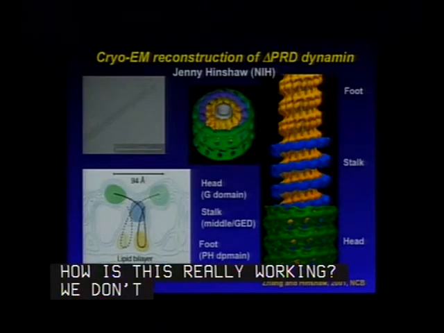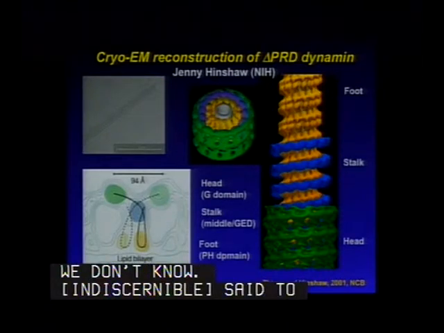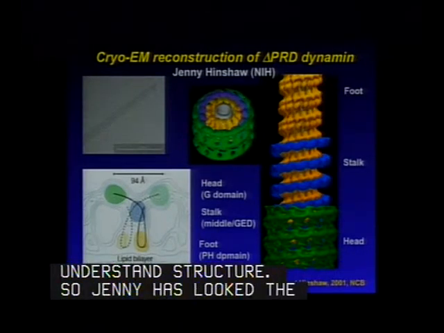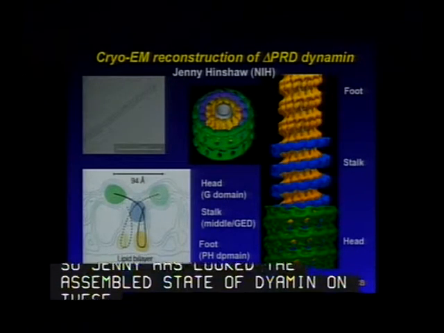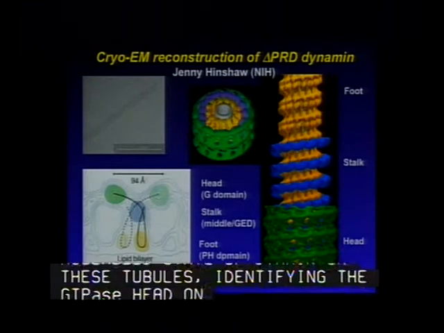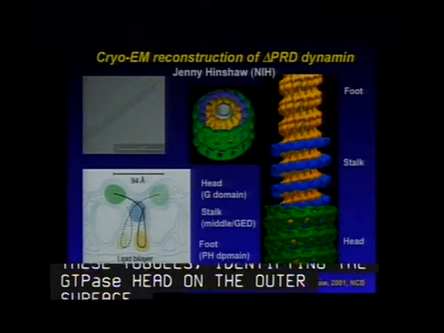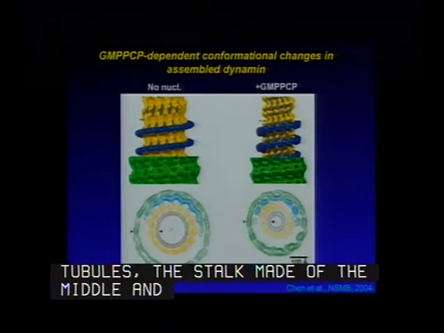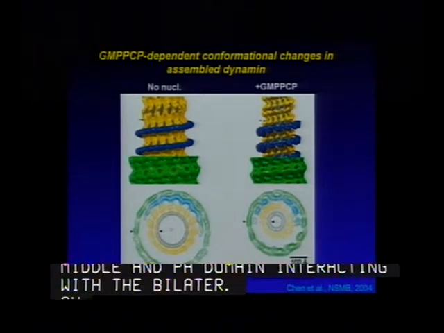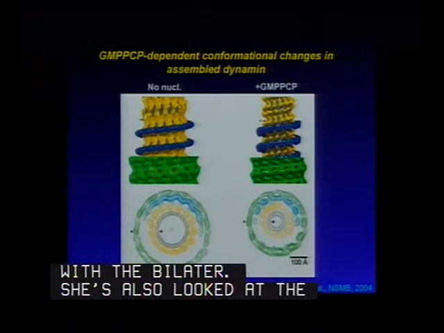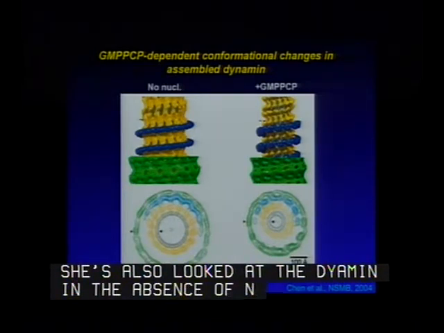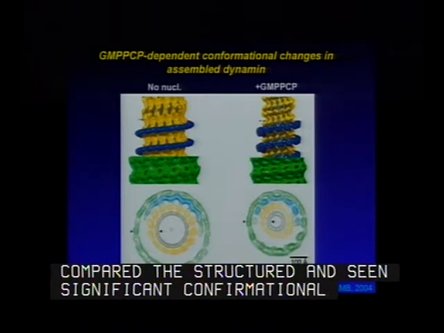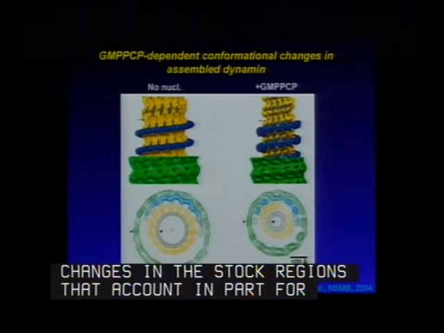And so Jenny Henshaw has done this extensively with dynamin, doing cryo-EM of these decorated tubules, and she's looked at the assembled state of dynamin on these tubules, identifying the GTPase head on the outer surface of these dynamin-coated tubules, a stalk made of the middle and GED domain, and the PH domain interacting with the bilayer. She's also looked at dynamin in the absence of nucleotide and in the presence of nucleotide, compared these structures, and seen significant conformational changes in these stalk regions that account in part for the constriction that she's seen.